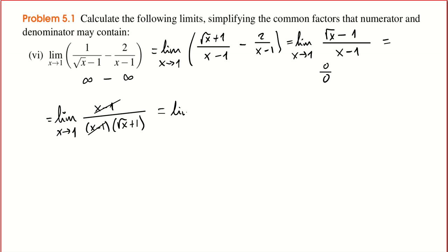And finally, we have this simple expression for the limit, square root of x plus 1, when x goes to 1. And now it's very easy to calculate. Just substitute this by 1. We have 2 in the denominator, so this limit is simply 1/2.